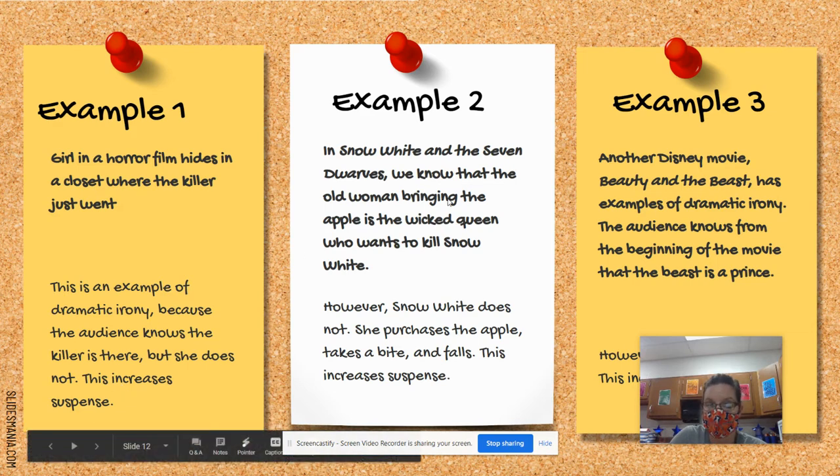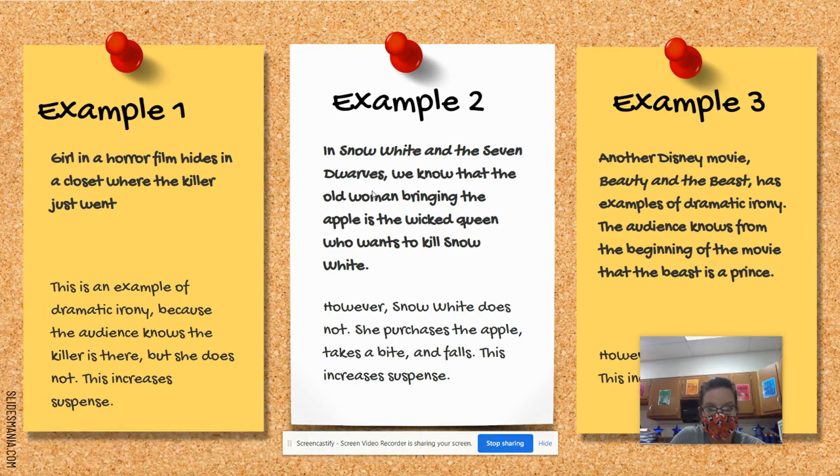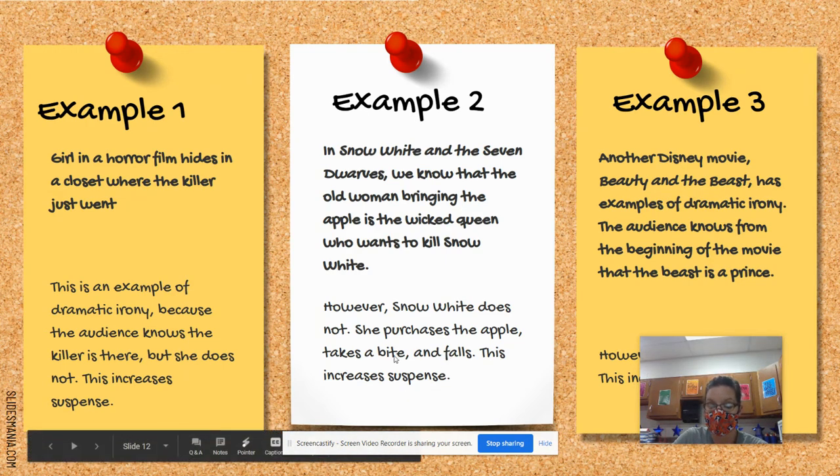Okay, example 2. In Snow White and the Seven Dwarfs, which you've probably seen or read, we know that the old woman bringing the apple is the wicked queen who wants to kill Snow White. However, Snow White does not. She takes the apple from the woman, takes the bite and falls. Again, we know that the queen is the woman bringing the apple, but Snow White doesn't. Again, this increases the suspense of that movie.